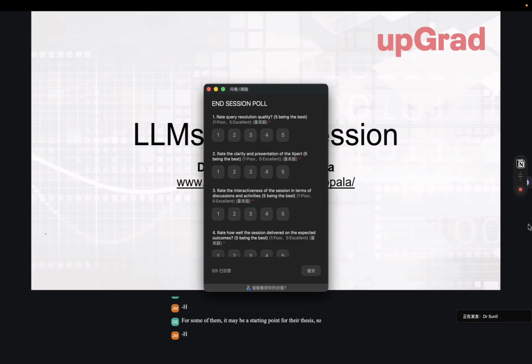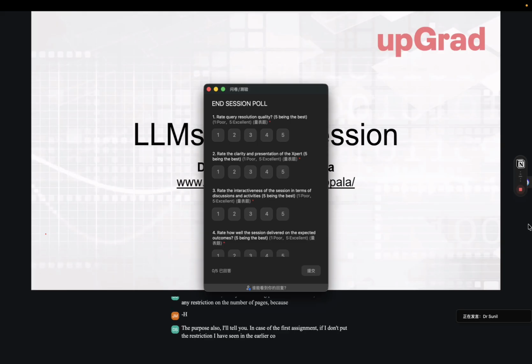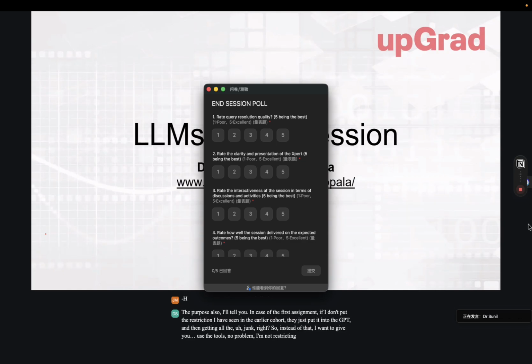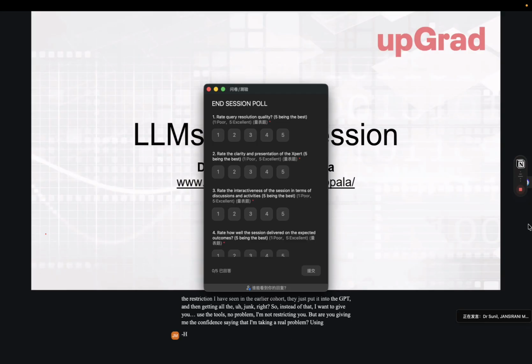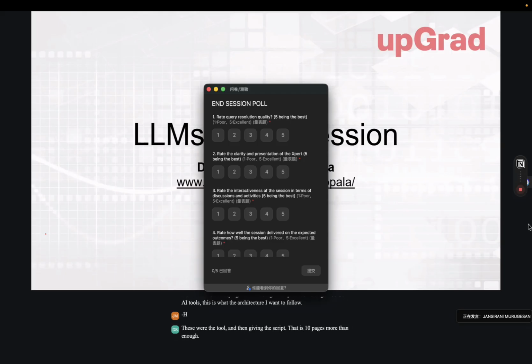So I don't have any restriction on the number of pages, because of the purpose; I'll tell you. In the case of the first assignment, if I don't put the restriction, I have seen in the earlier cohort, they just put it into GPT and get all the junk. So instead of that, use the tools, no problem. I'm not restricting you. But are you giving me the confidence that you're taking a real problem using these Gen AI tools? This is the architecture I want to follow, this is the tool, and then giving the screenshot. 10 pages is more than enough. That's the purpose.